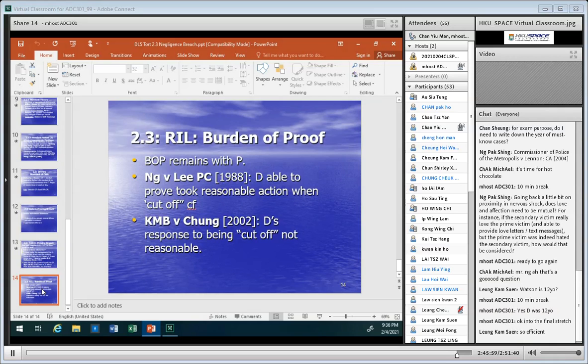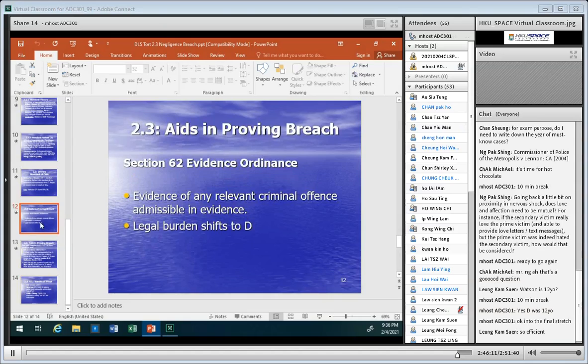And there's another case, KMB and Chung, in which the defendant's response to being cut off, the court found, was not reasonable. Okay, so quickly just recapping then, the aids in proving breach.